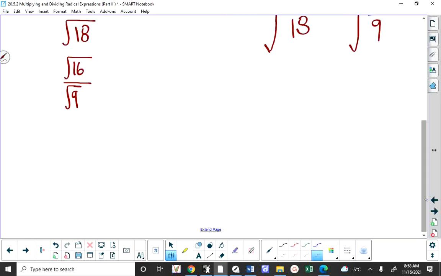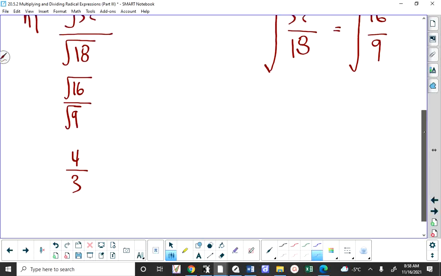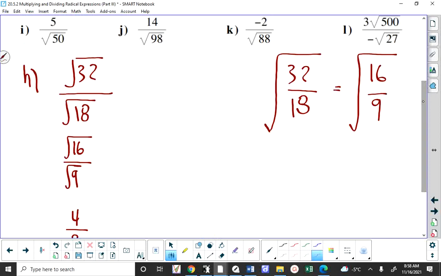Now, I don't know exactly what would happen had we simplified each of those radicals first. We could certainly explore that. Root 32 is root 16 root 2.